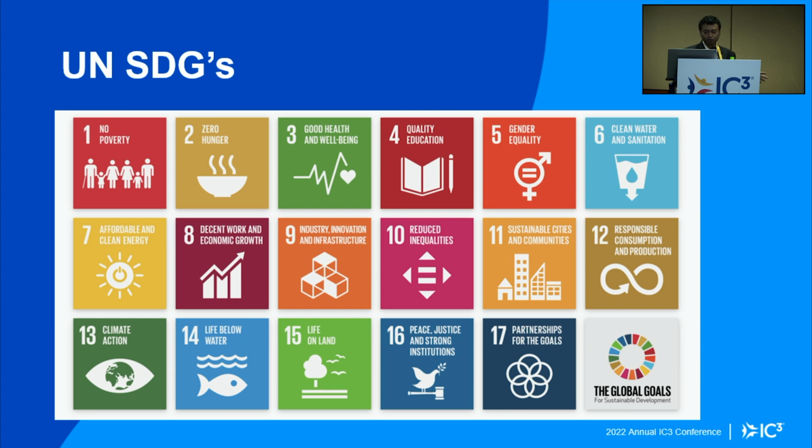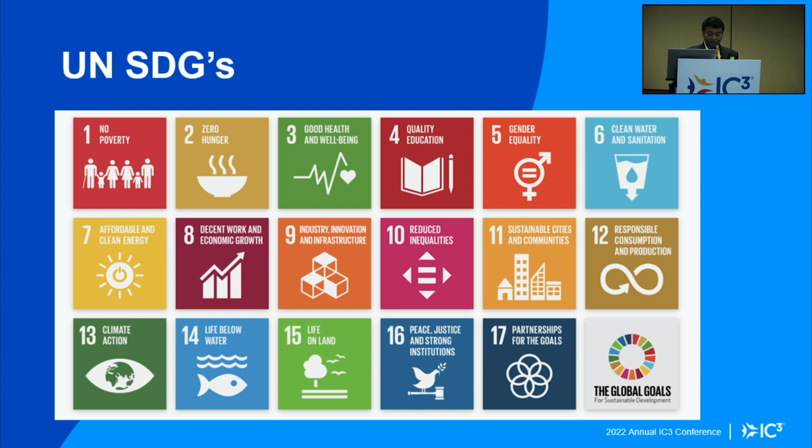So, number one looks at no poverty, goes to zero hunger, good health and well being. Number four, really important to all the work that you're doing, which is quality education. Number five is about gender equality. Number six looks at clean water and sanitation, affordable and clean energy for number seven, decent work and economic growth. Then goes on to industry, innovation, and infrastructure. Number 10 is about reduced inequalities across. Number 11 looks at sustainable cities and communities. Number 12 looks at responsible consumption and production.